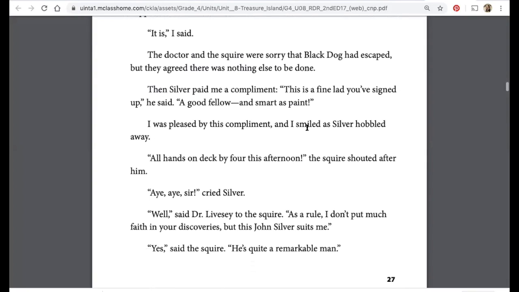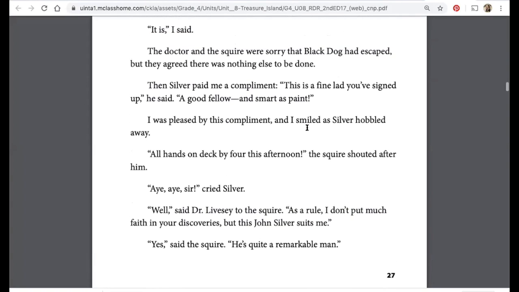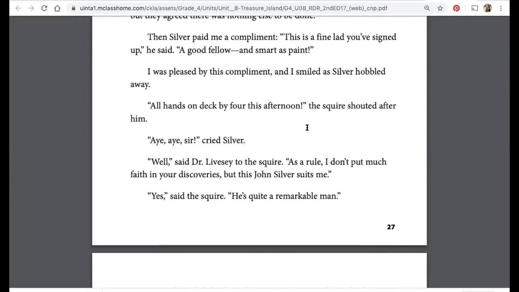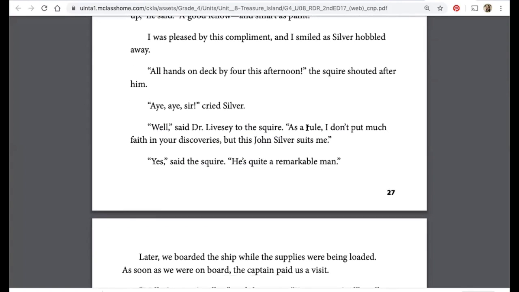Then Silver paid me a compliment. This is a fine lad you signed up, he said, a good fellow and smart as paint. I was pleased by this compliment, and I smiled as Silver hobbled away. All hands on deck by 4 this afternoon, the squire shouted after him. Aye, aye, sir, cried Silver.